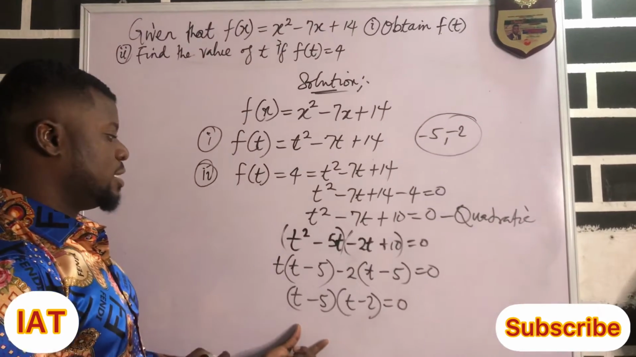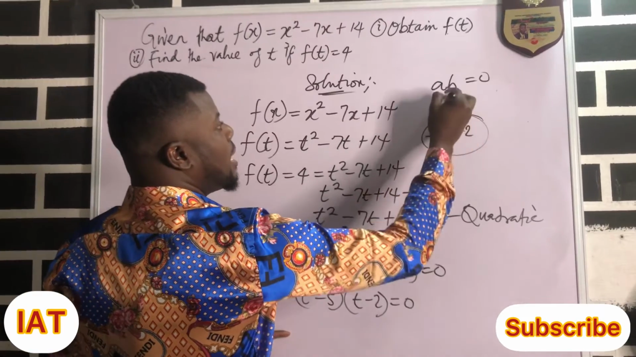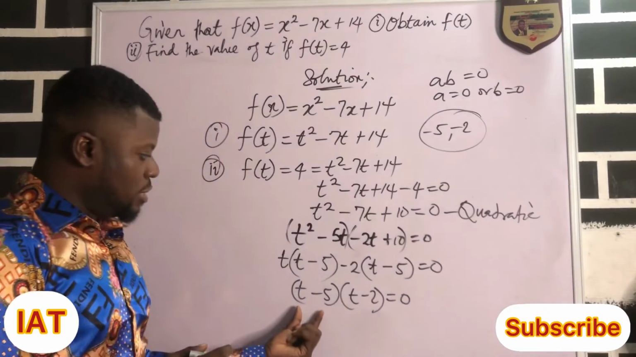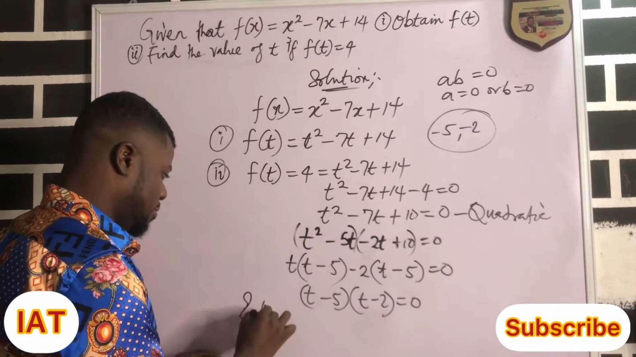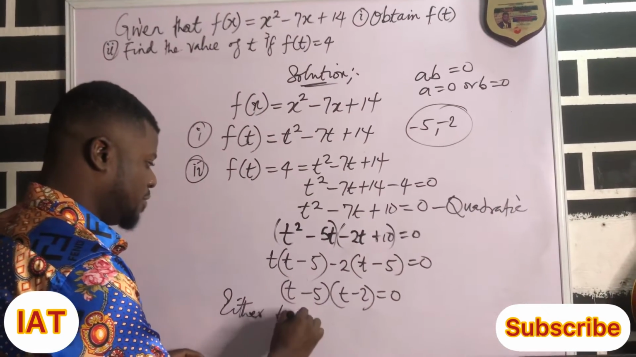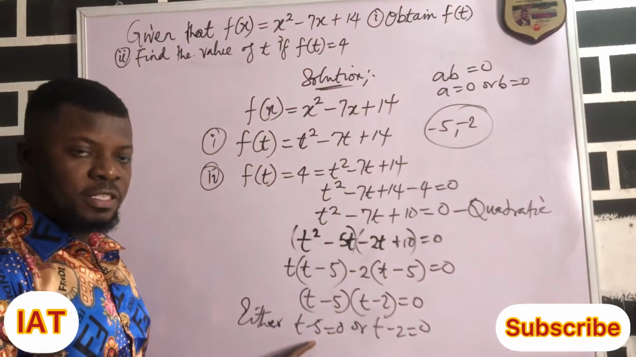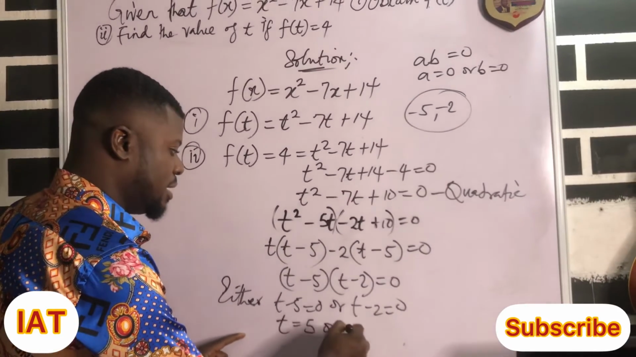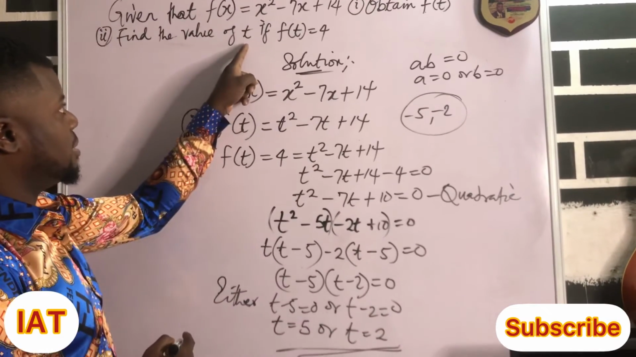At this point, you can see that it's either one or the other. If AB is equal to 0, either A will be equal to 0 or B will be equal to 0. Similarly, if t minus 5 times t minus 2 is equal to 0, it's either t minus 5 is equal to 0 or t minus 2 is equal to 0. If t minus 5 is equal to 0, then t will automatically become 5. Similarly here, t automatically becomes 2. So this is the solution to this problem. That is the value of t.